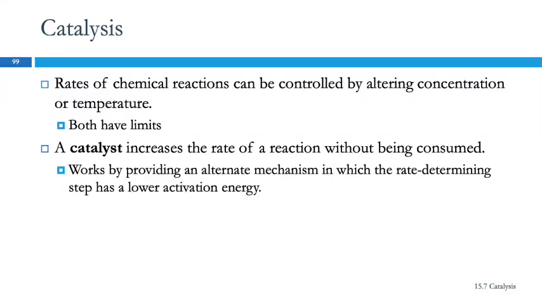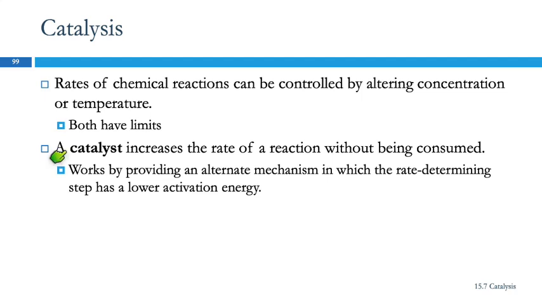So we can alter the rate of a chemical reaction by changing the concentration of the reactants, or we can change the temperature in which the reaction is occurring. But there are limits to how much those can have an effect. You can't heat up an aqueous reaction past the boiling point, so you can only get it so hot, right? You can only increase a concentration so much before you encounter the solubility limit. Well, there are other ways to increase the rate of reaction.